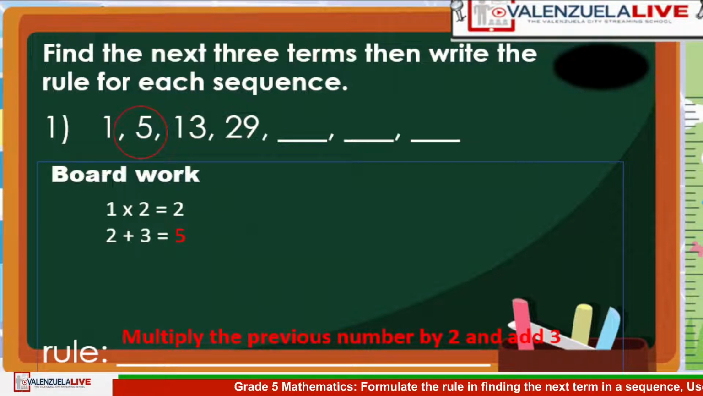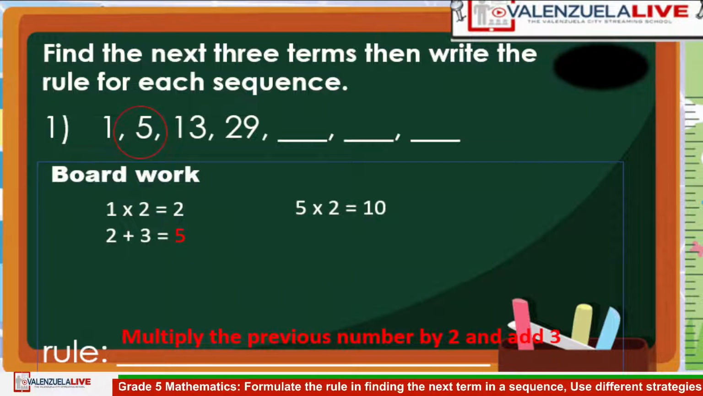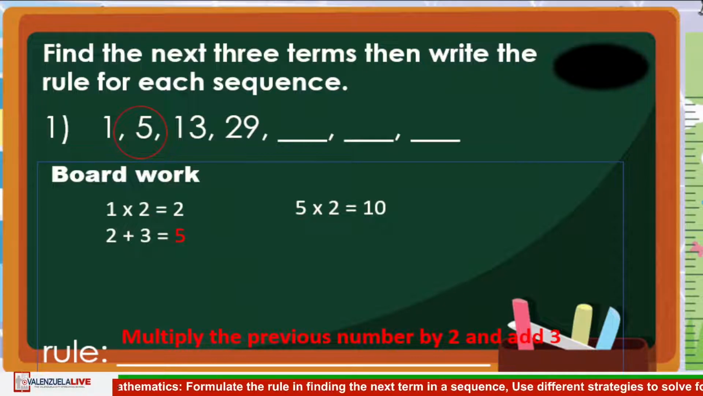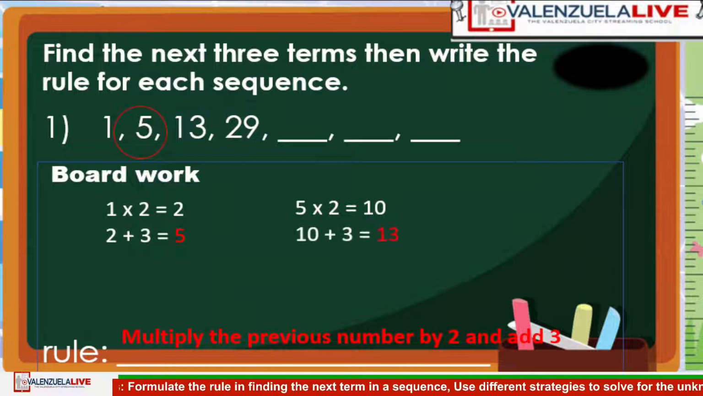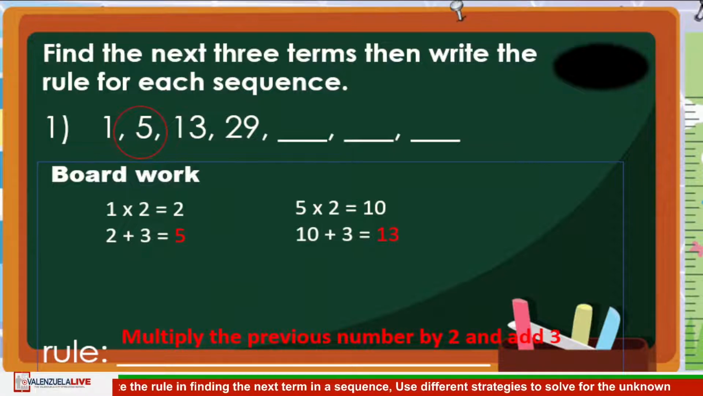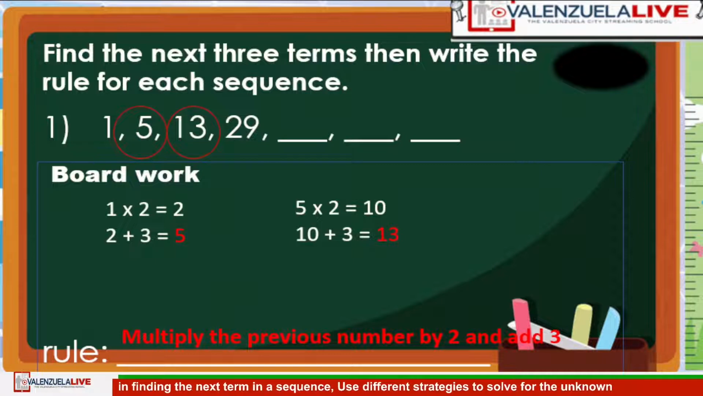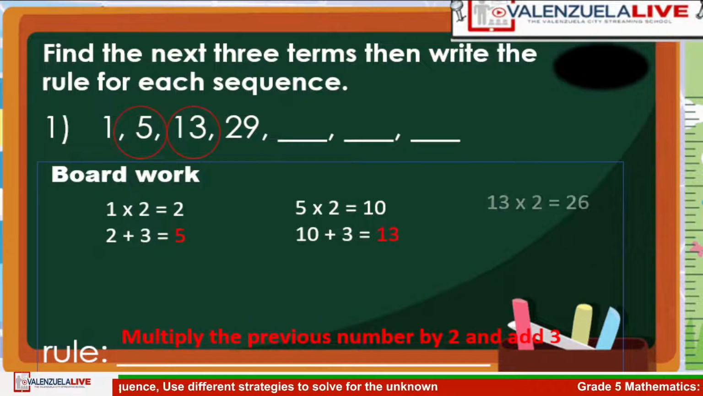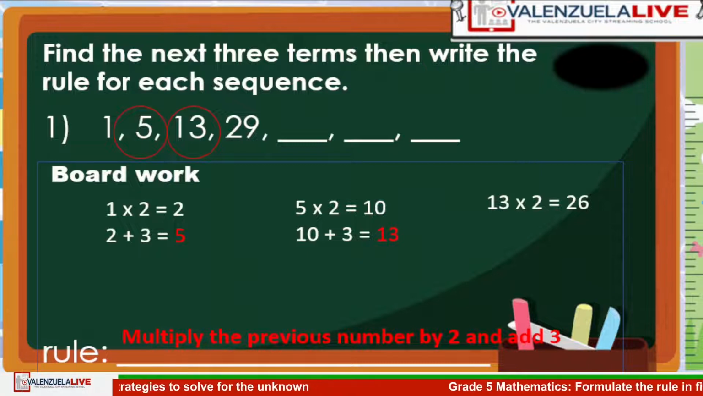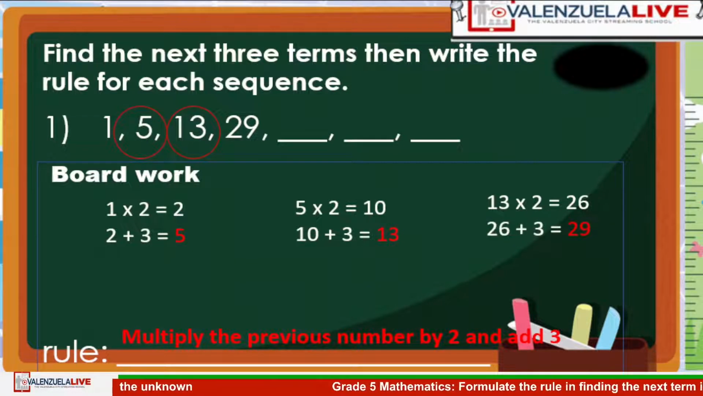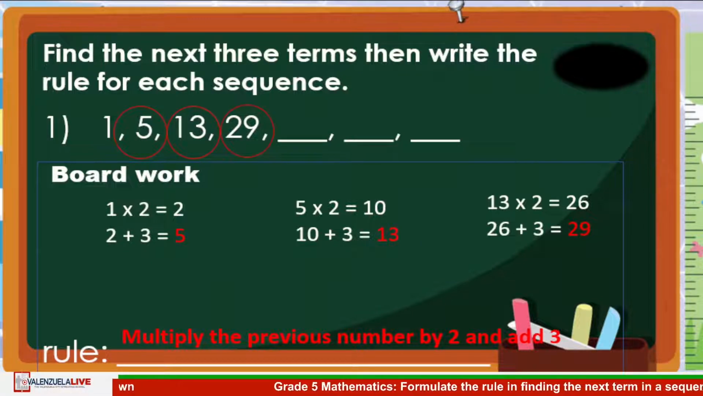To get the third term, we have to multiply 5 times 2. That is equal to 10. Then 10 plus 3, that gives you 13. Then, let's apply the rule for the next term. We have to multiply 13 by 2. That gives you 26. Then 26 plus 3, that gives you 29.